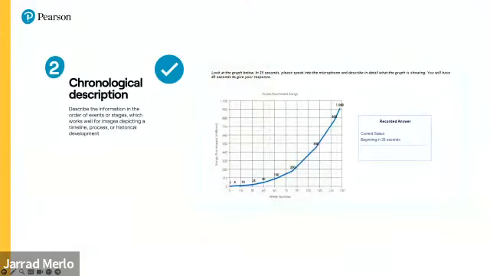Cool. So you could see there were comparative adjectives, and there were discourse markers like conversely showing contrasts and comparisons. That's a flexible structure. Let's have a look at the chronological description structure here.